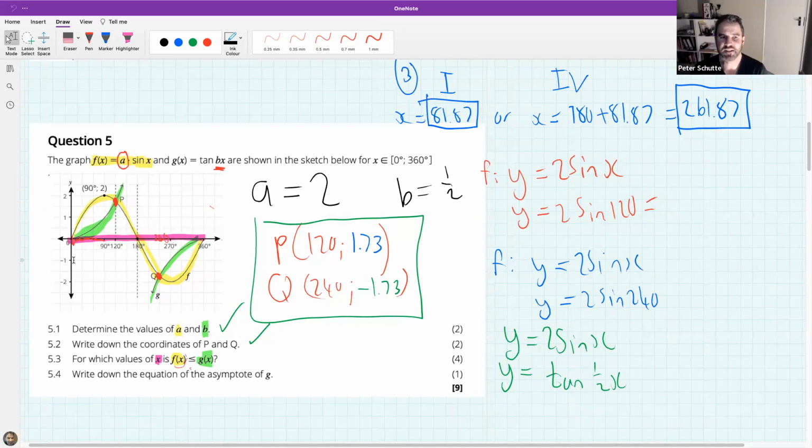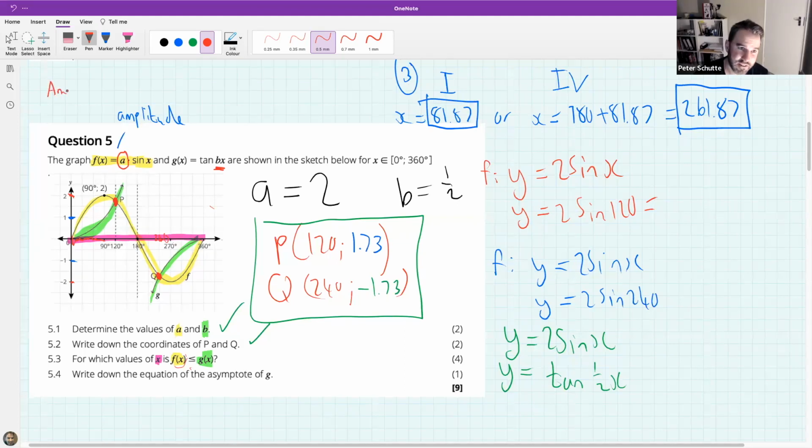Okay, so Kia's asked, how did I get A and B? So Kia, what I did for A is A deals with the amplitude of the sine graph. Normally, for a normal sine graph, it's just a 1 in front, and so it would be between 1 and -1. But because the yellow graph goes between 2 and -2, I know that the number in front must have changed to a 2. So that's the one way of doing it.